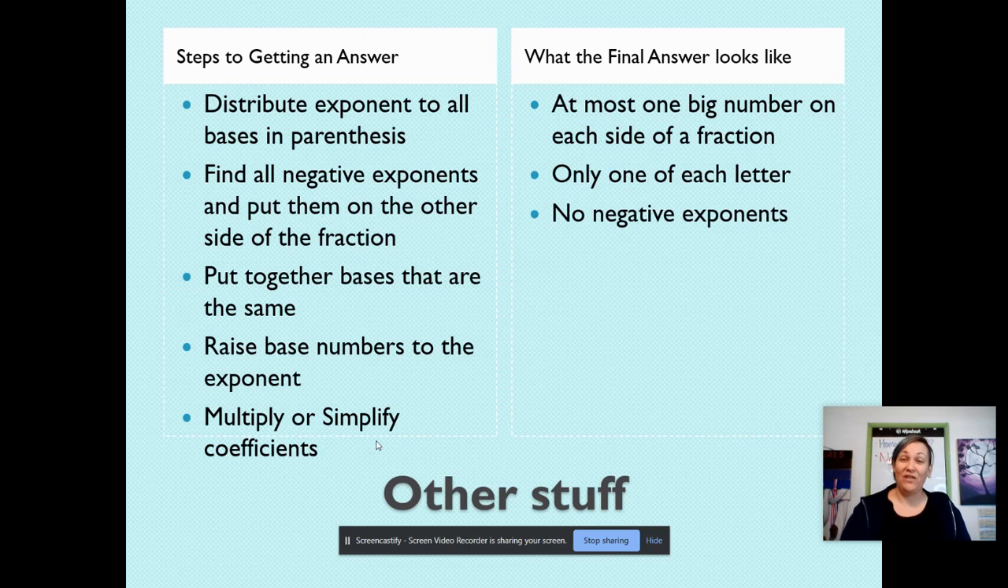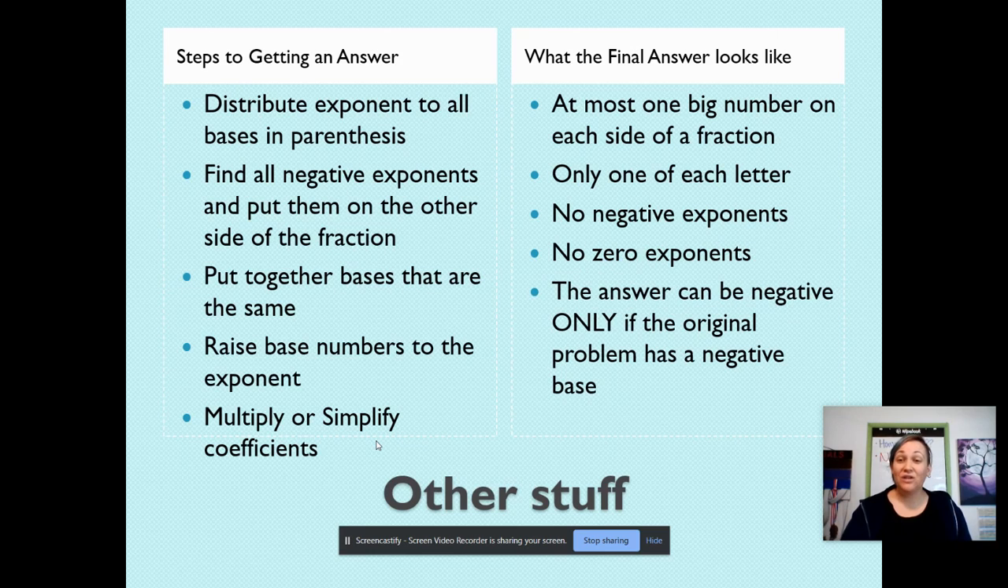Make sure that your final answer does not have any negative exponents or an exponent of 0. If you still have negative exponents, move them to the other side of a fraction bar. And if something has an exponent of 0, just make it go away. An exponent of 0 turns it into the number 1. And 1 times anything would stay the same.